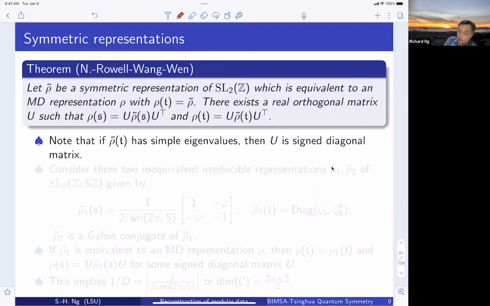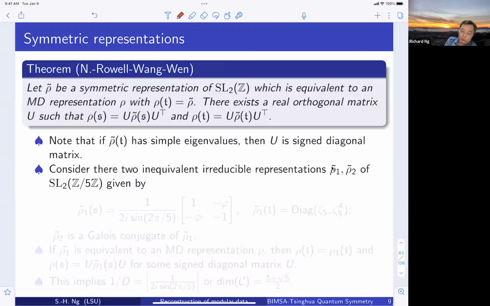So let's look at a concrete example here. You see, I start with two inequivalent irreducible representations of SL2Z mod 5 of dimension 2. In fact, there are two of them.